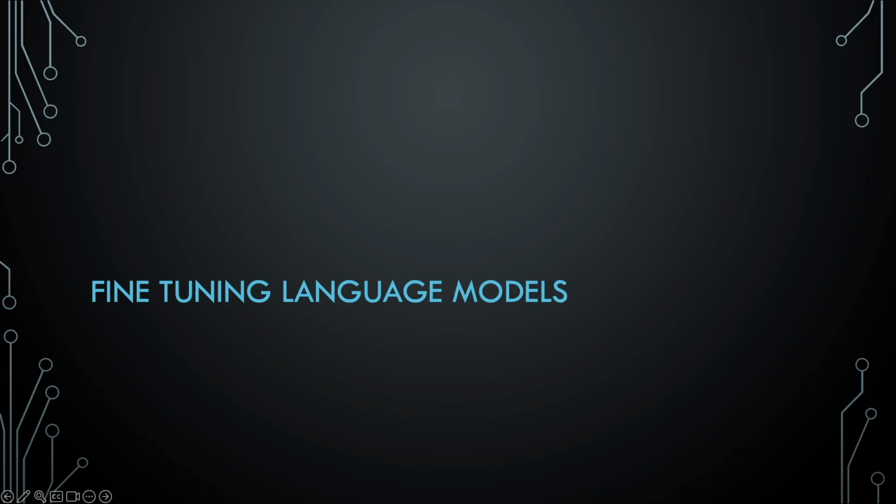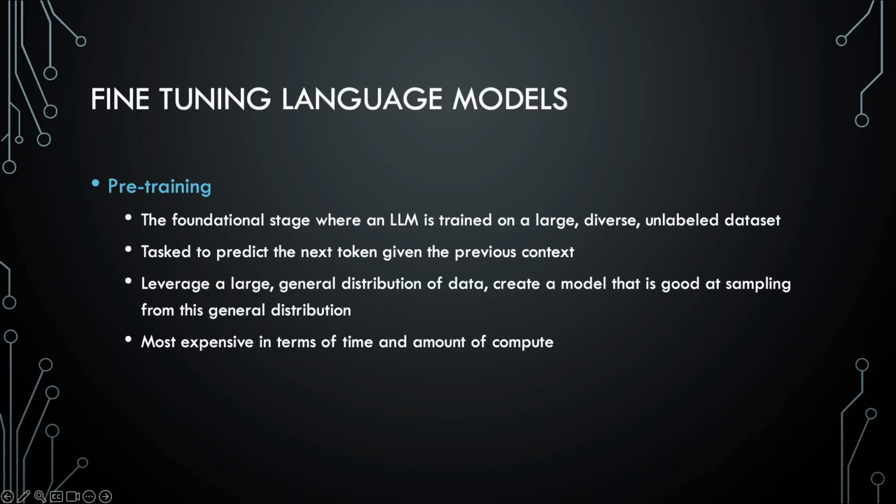Foundation models are trained on huge amounts of diverse, unlabeled data for next token prediction. Their task is to predict the next token given some previous context. Given that they're trained on a large and general distribution of data, foundation models are inherently designed to be good at sampling from this large distribution. The pre-training part of LLM creation is by far the most expensive in terms of time and amount of compute, which positions these foundation models to be optimized to be as generalizable as possible.